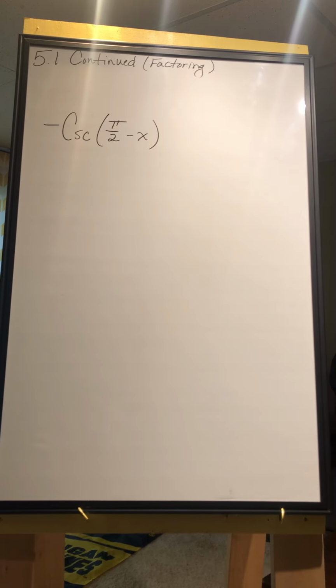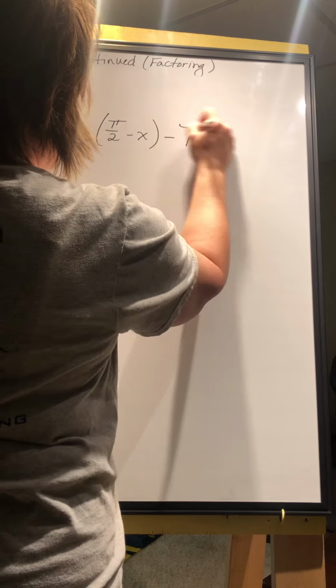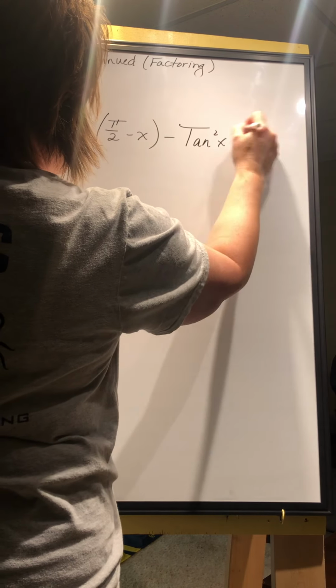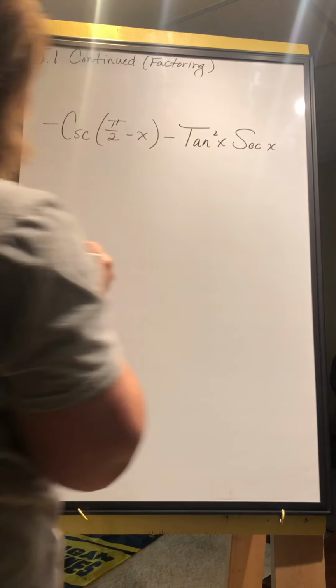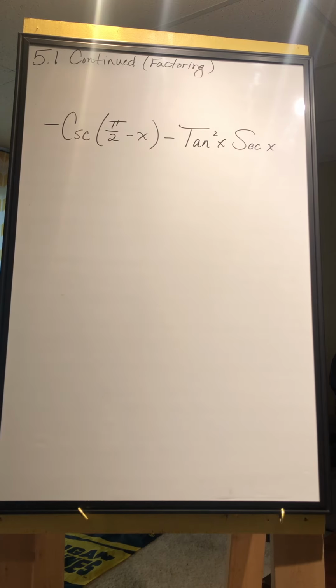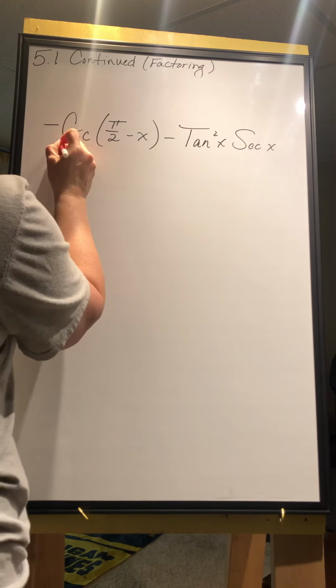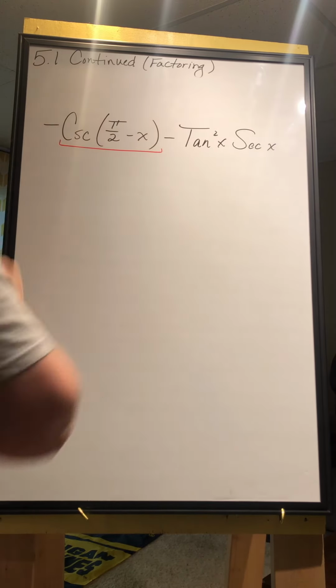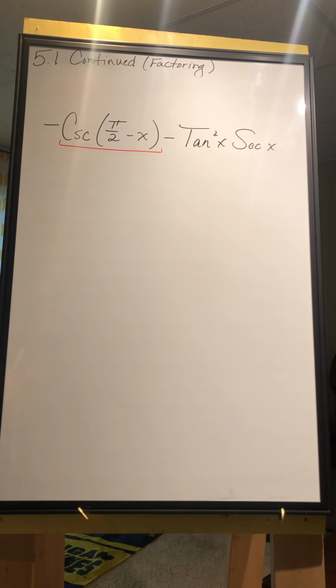And then minus tangent squared x secant x. So again, I've got to simplify this. I want to get it as simple as possible right off the bat. So I know that this right here, without that negative sign, is an identity. That's one of the cofunction identities.